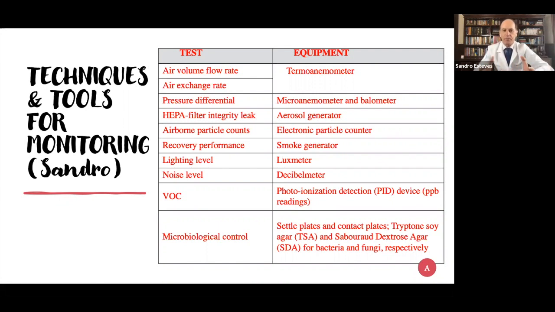We need to remember that part of the air is coming from outside and part is recirculated. So a VOC can build up, sometimes for short periods of time, and we need to identify when it happens. The portable devices are very helpful for that. In addition, we do microbiological control every quarter, according to regulations here. We do settle plates and contact plates, using a growth environment for bacteria and fungi to grow.